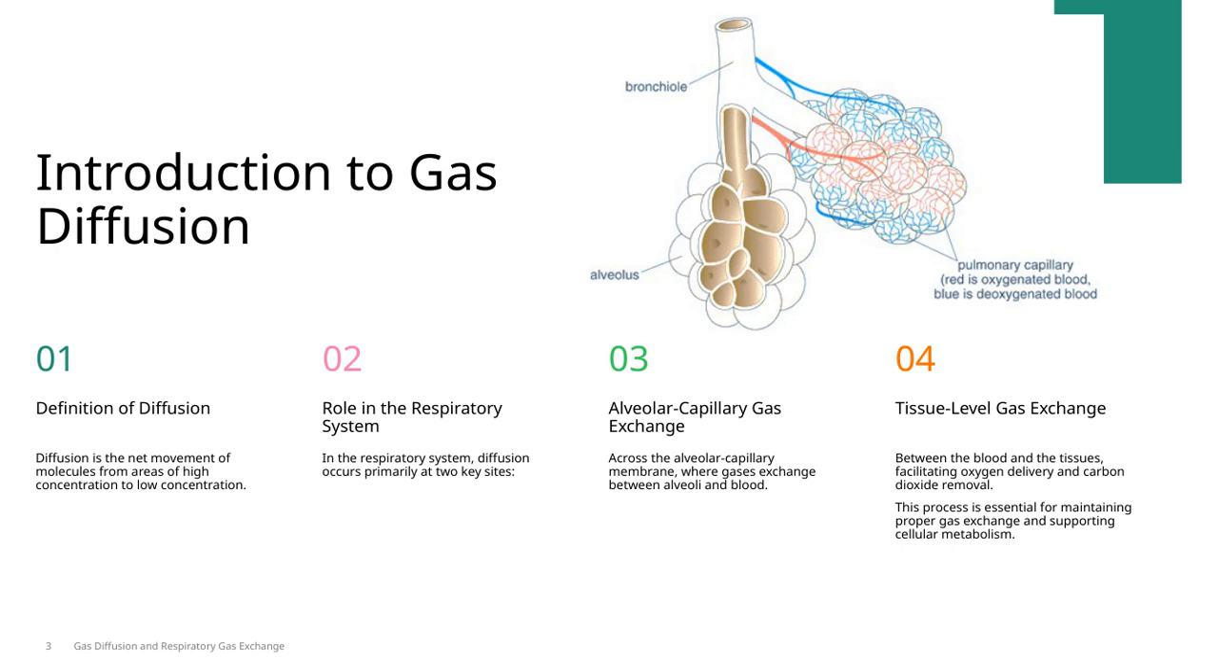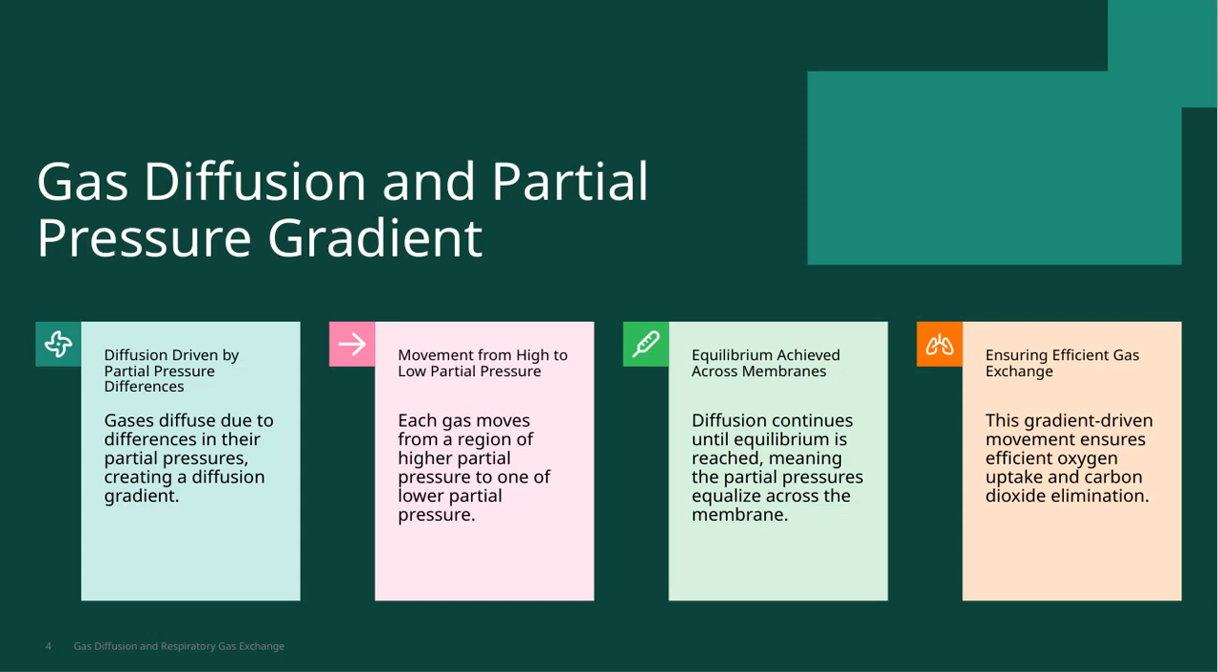Let's talk about gas diffusion and how respiratory gases are exchanged in the body. The key idea here is that gases move due to differences in their partial pressures, which creates what's called a diffusion gradient. This means that gases naturally tend to move from areas where their partial pressure is higher to areas where it's lower.